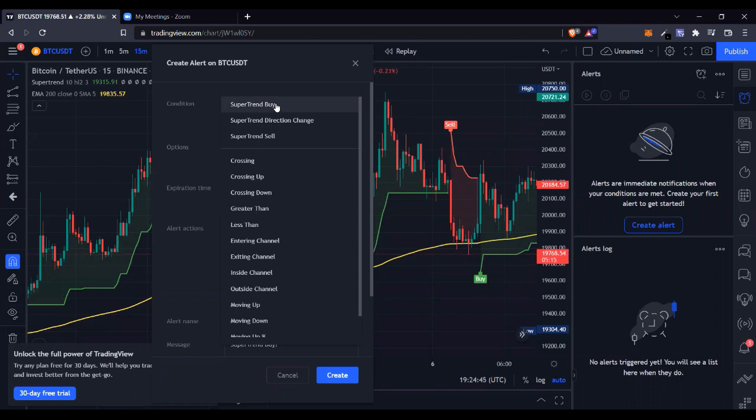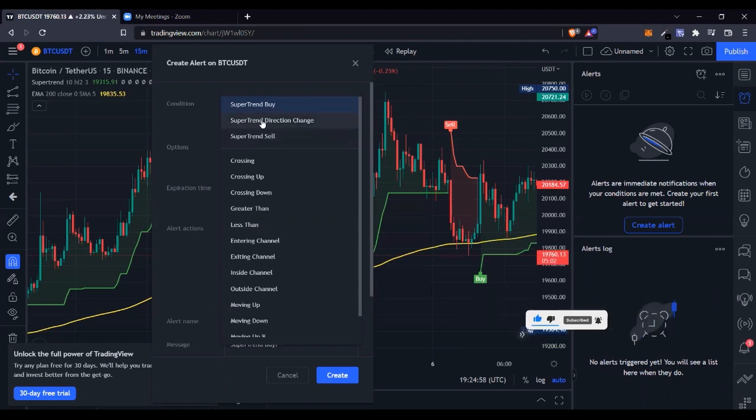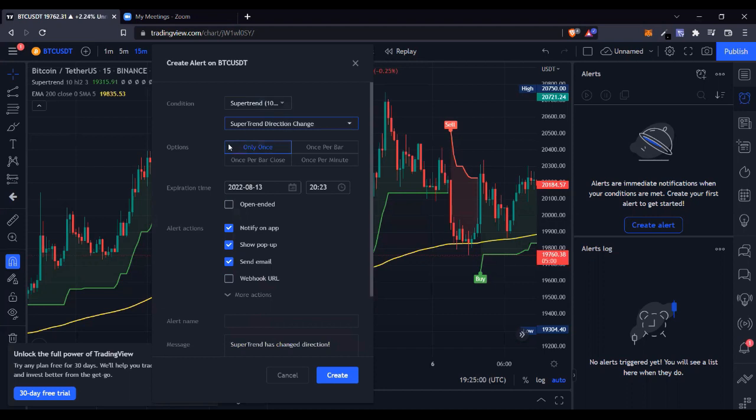Okay, you'll get a beep ringing or something like that. So we can do it for buy, or we can do it for the Supertrend direction change, or for sell alone. I prefer to do it for the Supertrend direction change.